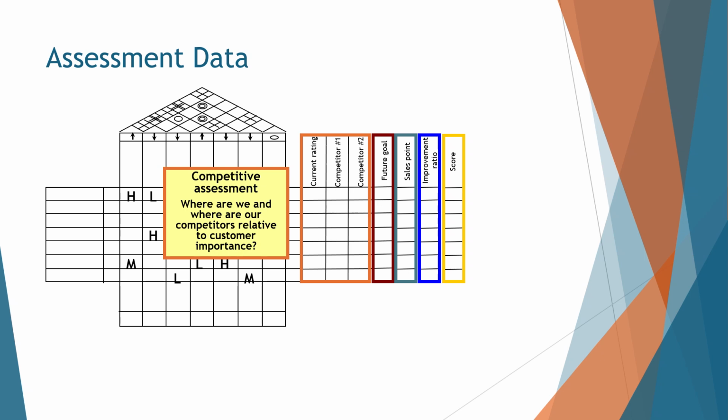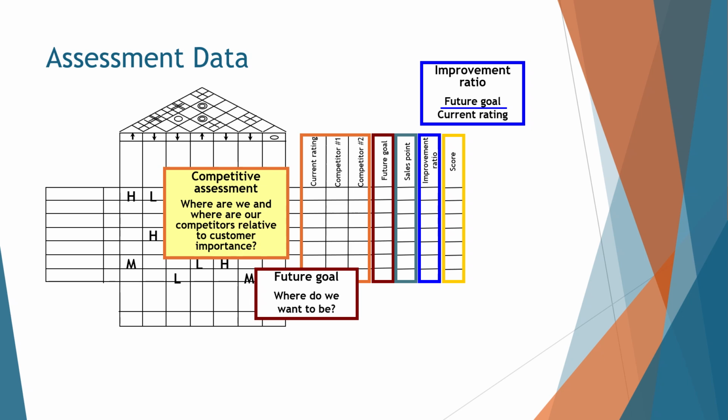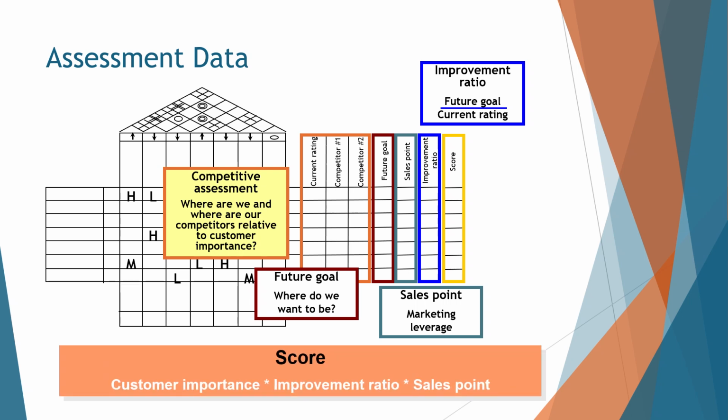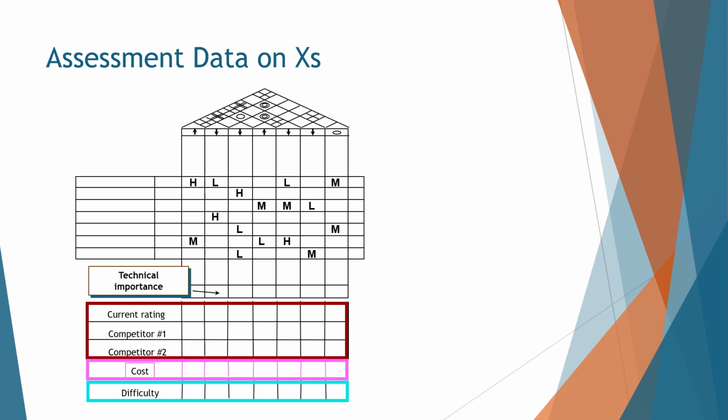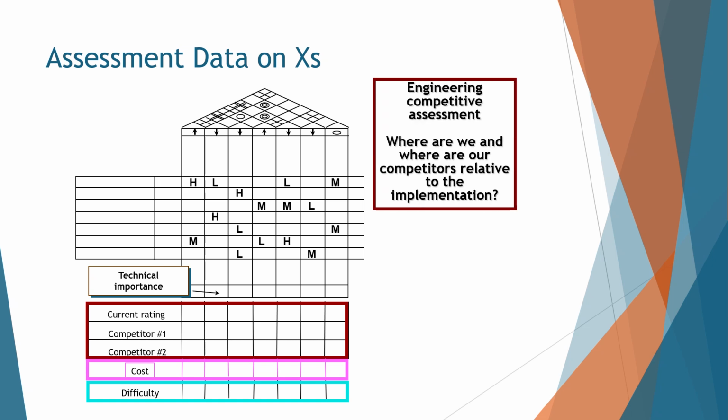Competitive assessment. Where are we and where are our competitors relative to customer importance? Future goal. Where do we want to be? Improvement ratio. The future goal divided by the current rating. Sales point. Marketing leverage. Score. Customer importance times improvement ratio times the sales point. Assessment data on the X's, also known as the independent variables.